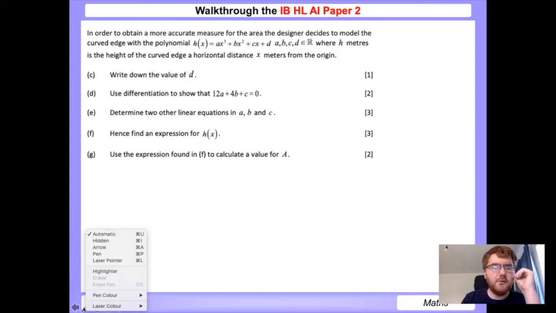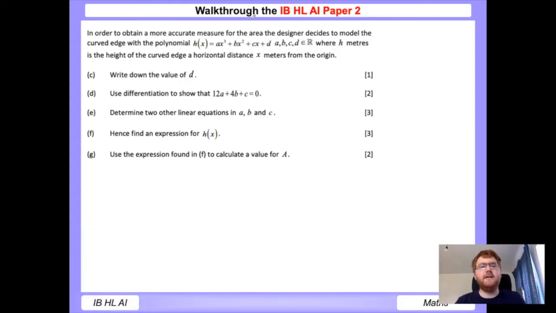Okay, but now we want a more exact solution, which is perfectly fine. In order to obtain a more accurate measure of the area, design and size to model the curved area using a cubic. So we've got a general cubic here. A, B, C, D are real numbers, and h meters the height of the curved edge. So we're going to try and actually find this function. Now the first thing we need to do is write down the value of D.